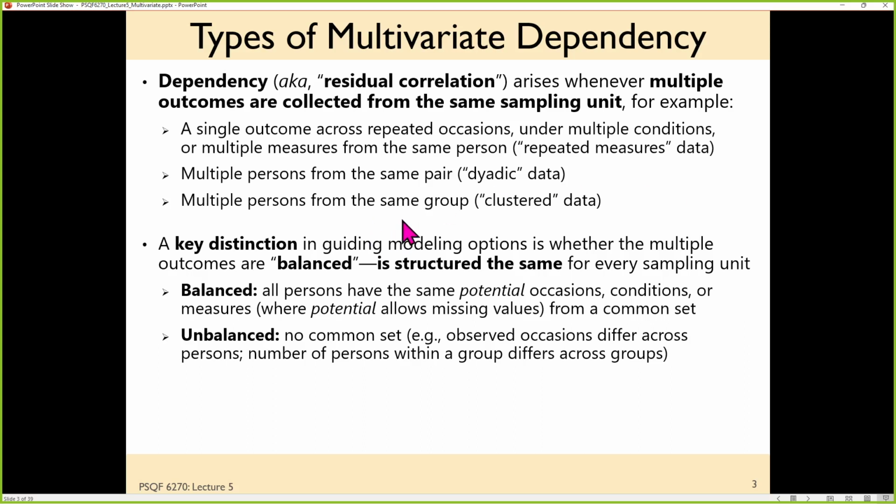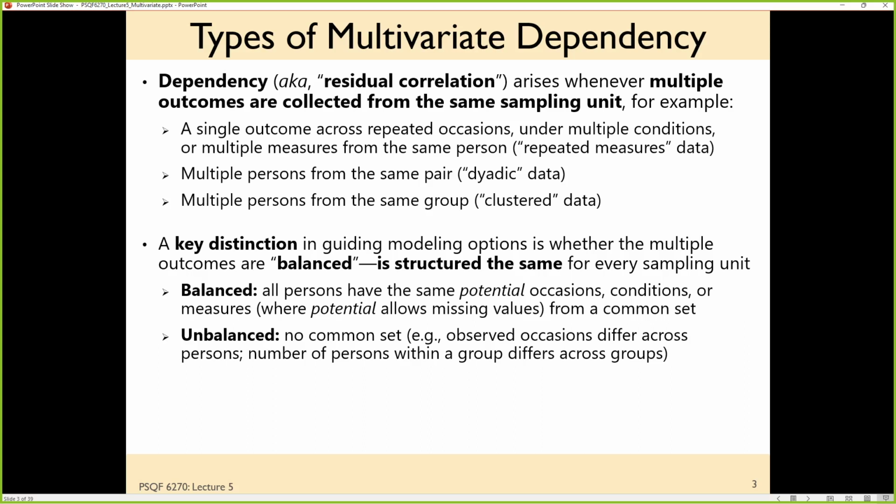So in terms of modeling strategy, though, one key distinction as to how you would go about putting all of this information in the same model and building in residual correlation is whether the data can be described as balanced. Now, what I mean by that is that there is a common set of possible outcomes. Now, some people could be missing certain outcomes, but there's only so many.